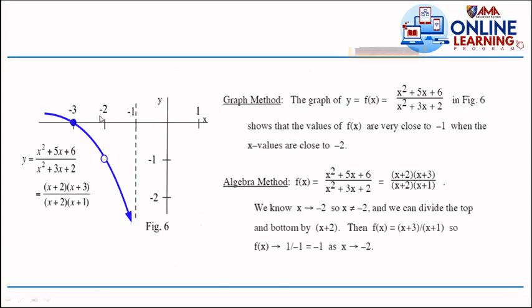So dito, this is our negative 3, negative 2, negative 1. So nasa second quadrant po tayo dahil yung value ng x natin are all negative. Okay? Sabi niya, shows that the values of the function of x are very close to negative 1 when the x values are close to negative 2. So if our x approaches to negative 2, ito yun, no? Negative 2, okay? Your y is approaches to negative 1. Ito na siya. So ito na yung graph method po natin.